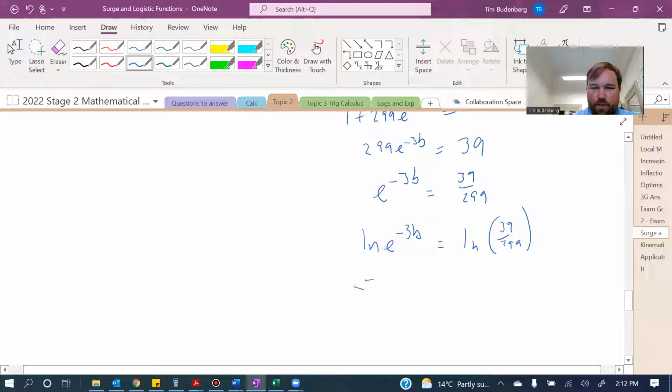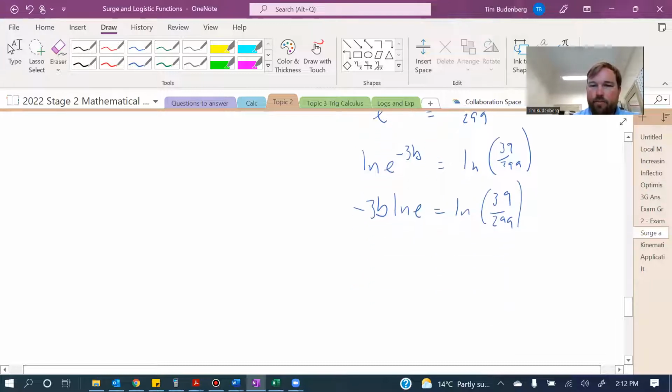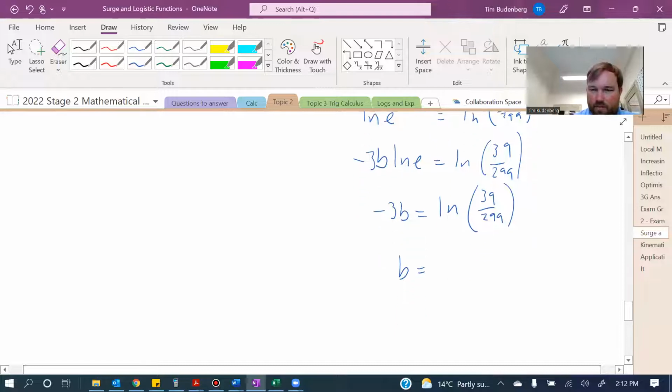That power drops out the front, so minus 3b ln e equals ln 39 over 299. ln e is just 1, so minus 3b equals ln 39 over 299. b equals ln 39 over 299 divided by minus 3.